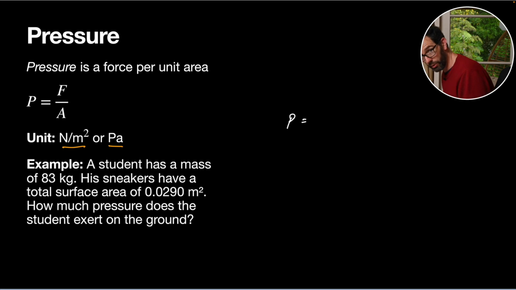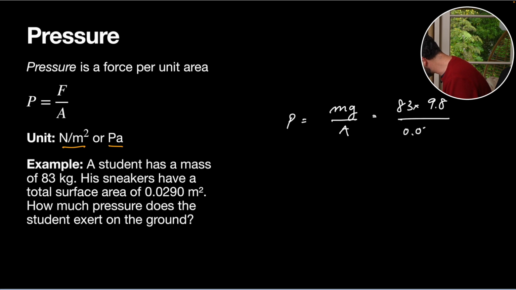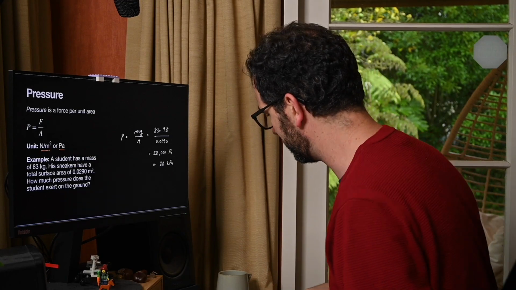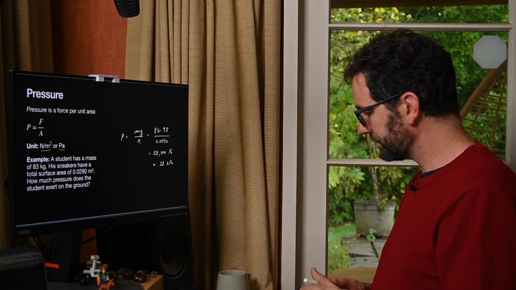So the force is going to be a weight force, so it'll be mg divided by the area through the sneakers, and so it's going to be 83 times 9.8 divided by 0.0290, which will be around about 28,000 pascals. Because pressure numbers are usually quite large, we often write them down as kilopascals, but the one we use for a calculation is pascals.